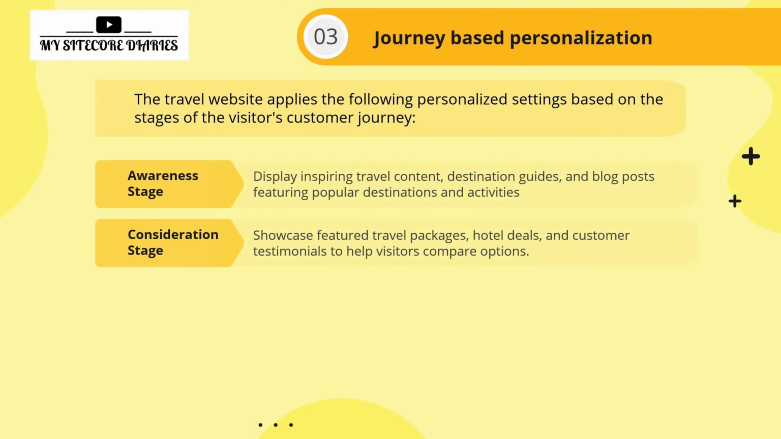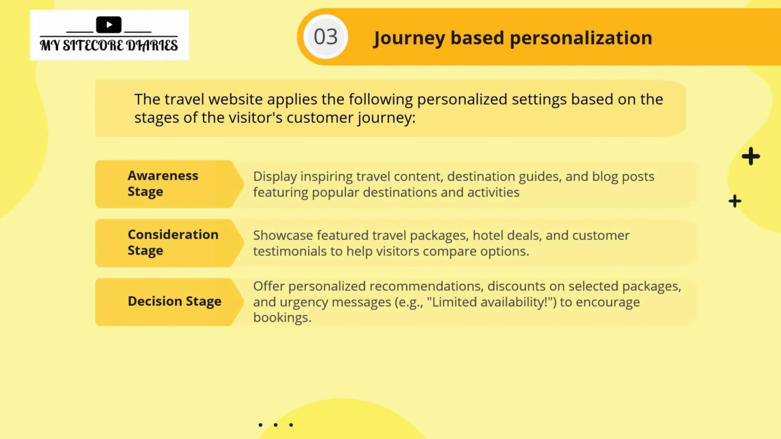The content which belongs to the awareness stage you will display if the customer is in the awareness stage. If they move to the consideration stage, now they're considering traveling. So you will showcase featured travel packages, hotel deals, and customer testimonials to help the visitor compare the options. Now they're in the consideration stage, so accordingly you will tailor your content.